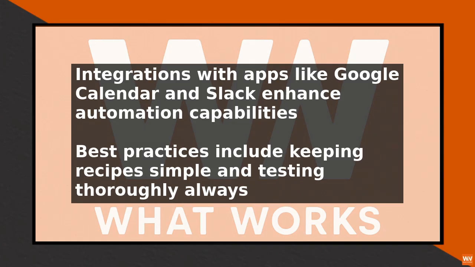Best practices for automating the Monday.com timeline view include keeping your automation recipes simple and focused on a specific task, testing your automation recipes thoroughly to ensure they are working as intended, and using conditions to make your automation recipes more specific and targeted. By following these best practices and using Monday.com's automation capabilities, you can automate your timeline view and streamline your workflow, saving you time and increasing productivity.